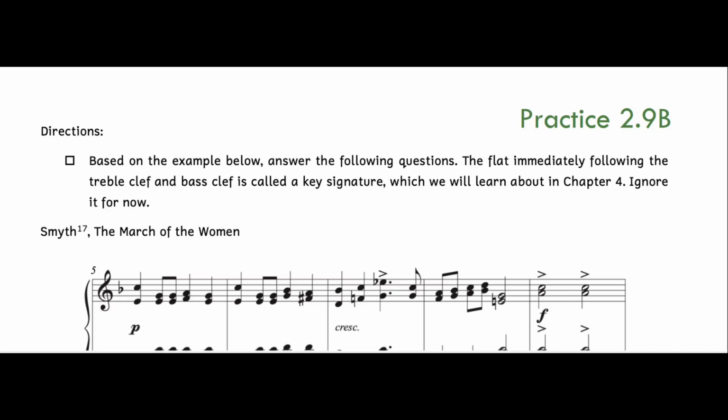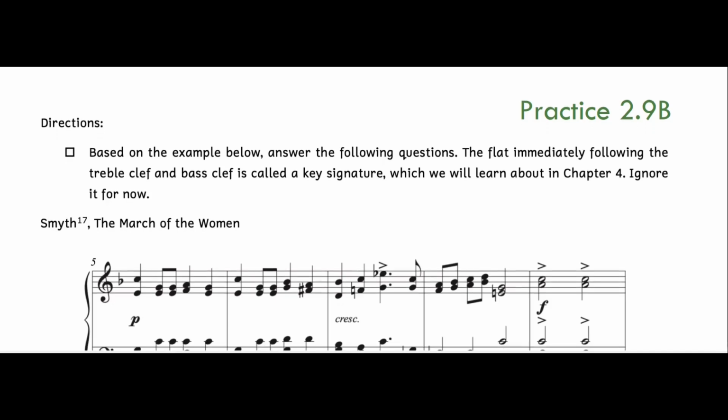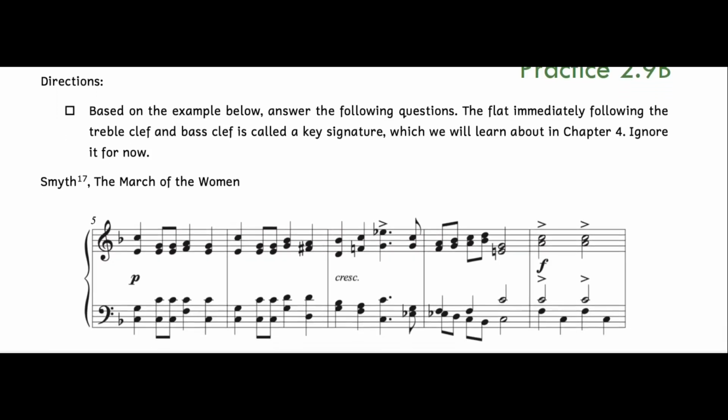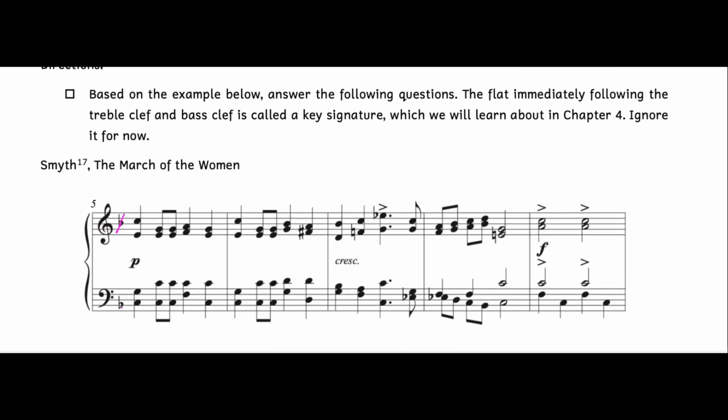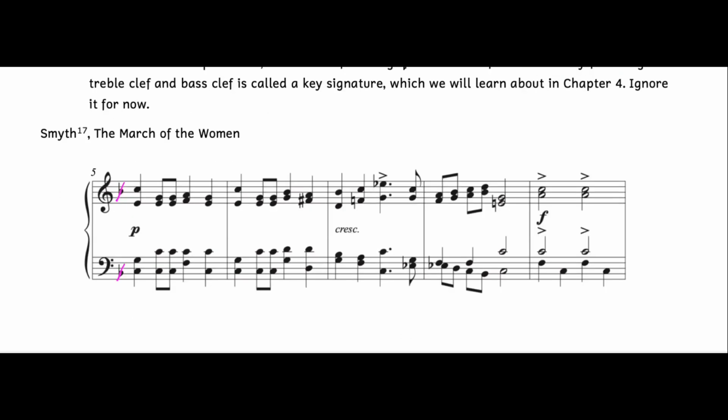Directions: based on the example below, answer the following questions. The flat immediately following the treble clef and bass clef is called a key signature, which we will learn about in Chapter 4. Ignore it for now. All right, so let's begin by listening to the example.